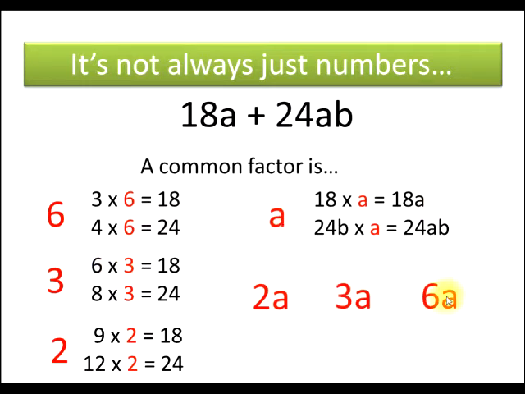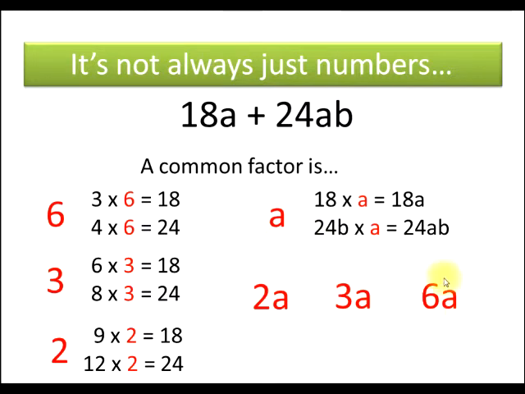I'll just go over this one. So 6A times 3 would make this, so 3 of these, and 4 of these would make 24A, so 4B times this would make 24AB. Now, there's 7 factors, not including the 1, of course, and we would say 6A is the highest common factor because it's the highest number, but it's also got a letter as well.